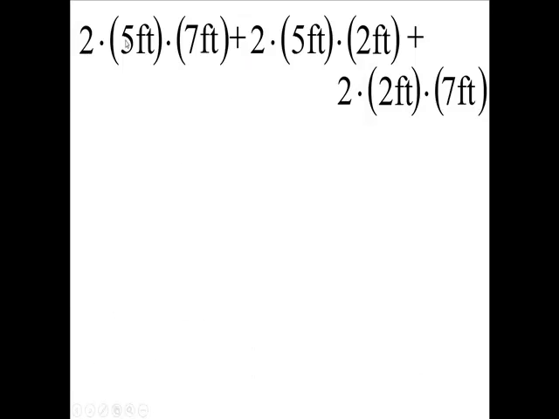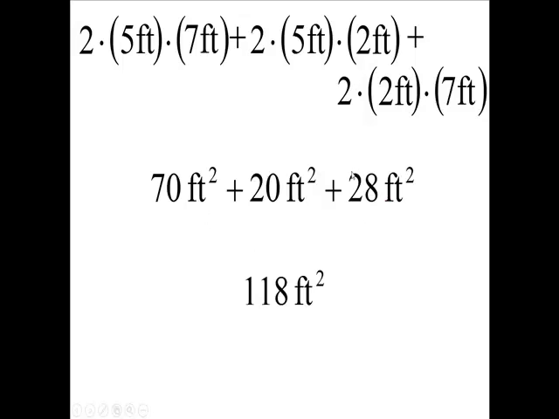Now 2 times 5 is 10, times 7 is 70. That's 70 square feet. Then you have 2 times 5 is 10, times 2 is 20 square feet, and 2 times 2 is 4, 4 times 7 is 28. Now when you add these up, you're going to get 118 square feet for the total surface area of the rectangular solid.